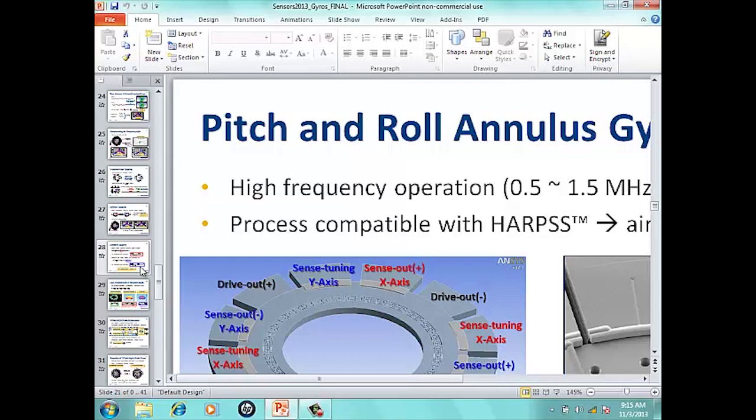What is scale factor? Scale factor is your sensitivity, so it's basically the amount of output per unit of input rotation rate or angular rotation. So if you have a gyroscope that uses, for example, capacitive sensing, and you're trying to measure an output current, then your scale factor is going to be that output current divided by omega, which is your input rotation rate.